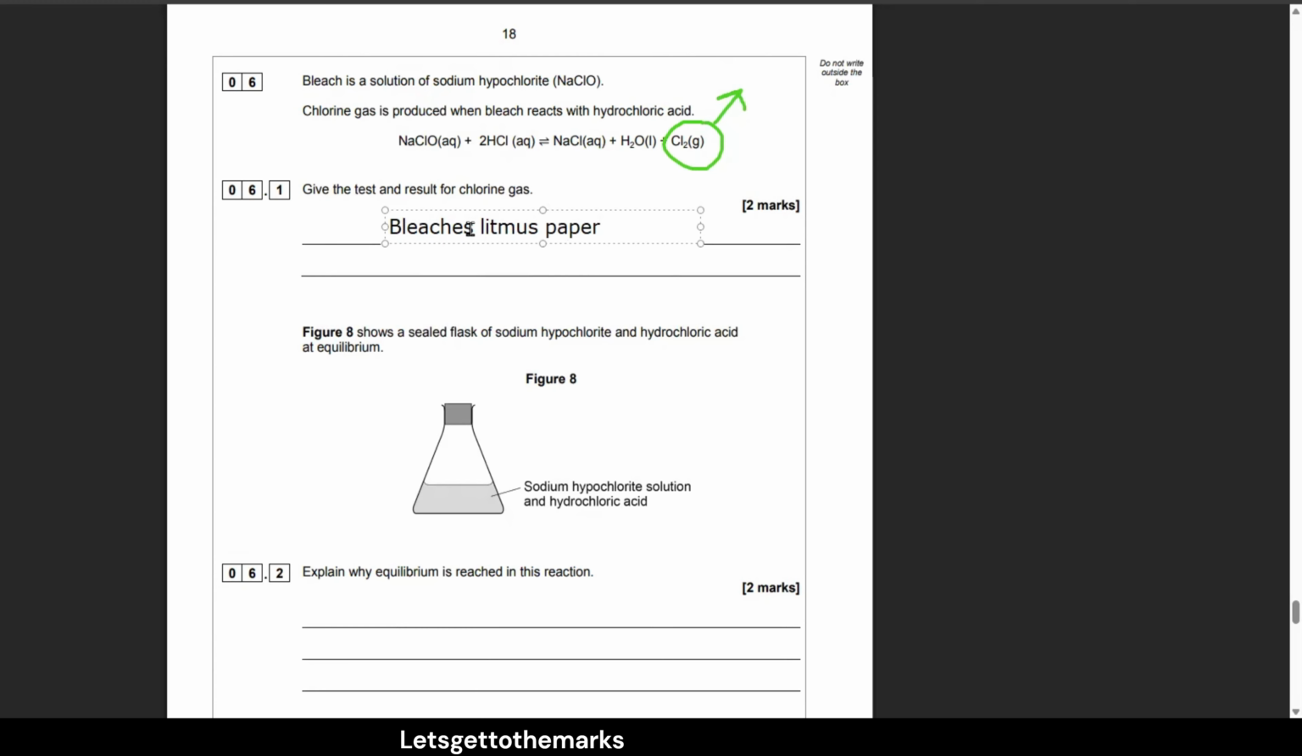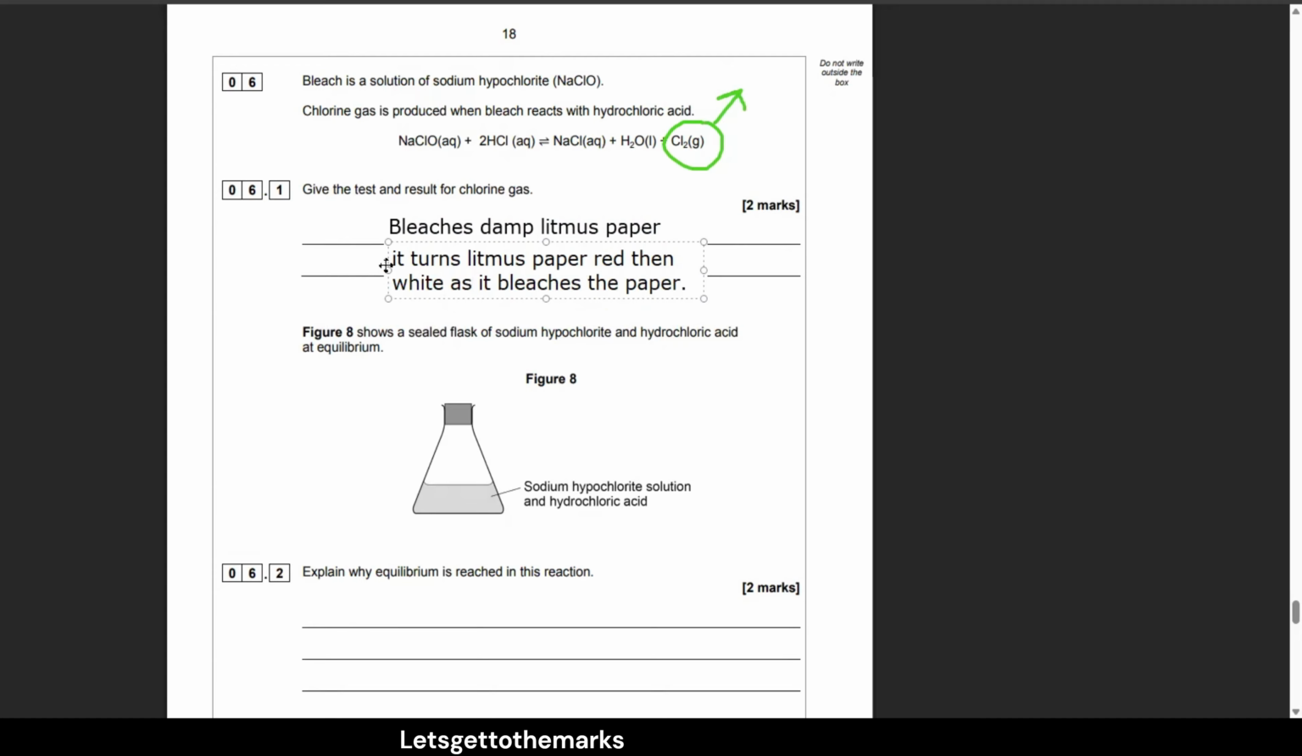Oh, maybe we'll put damp. Come on, bleaches damp litmus paper. Okay, actually, it's 2 marks. So I'm going to say it turns litmus paper red, then white as it bleaches. And I don't know how to spell bleaches. I think that's it. The paper.